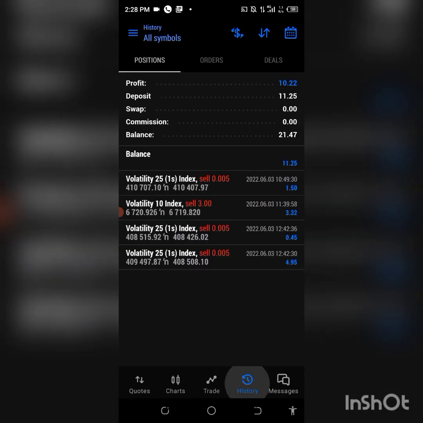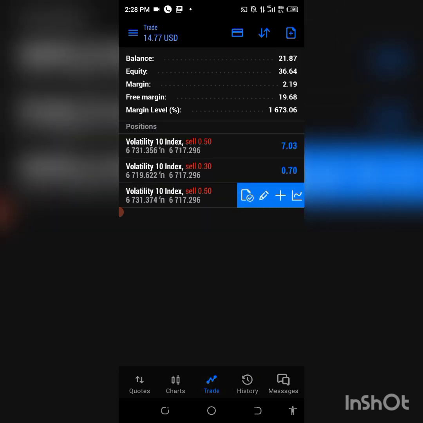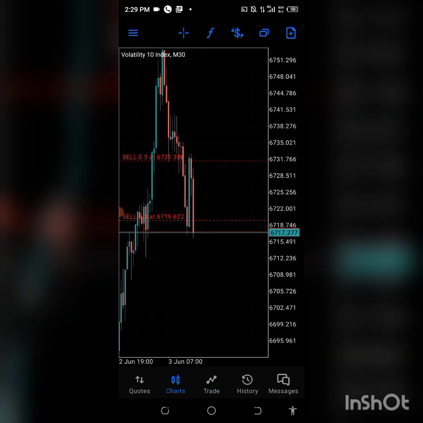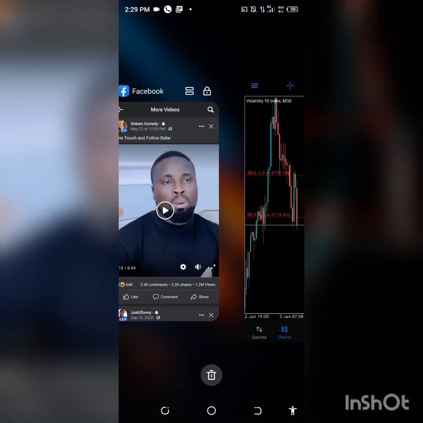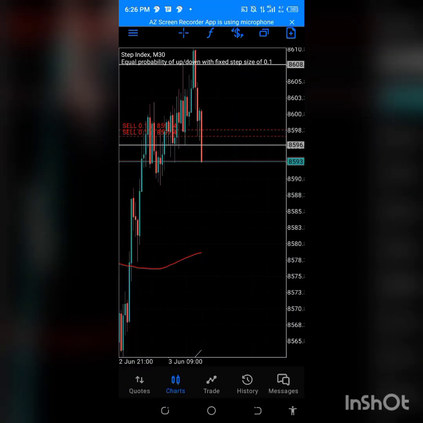So that is it. The deposit, everything is still here. You see the deposit, $11. I think everything is still clear and active. So let us keep watching. It is very, very possible. Things are very possible. So let's end it.